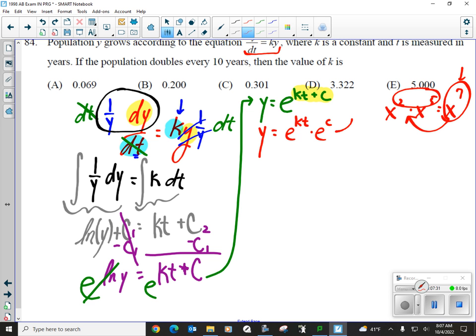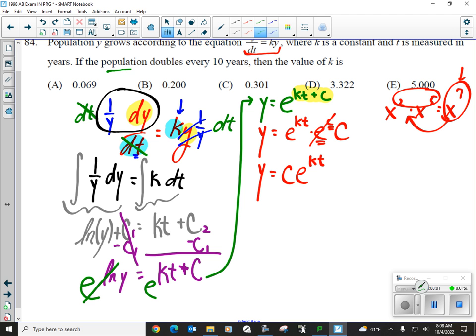If I were to multiply those together for one base, I would add the exponents, wouldn't I? But I'm putting it back into the product of two bases. All right, e is a constant, c is a constant, which means this is really just a constant. So I've got y equals c times e to the kt. Oh my goodness. This is where we need to get a piece of information from our problem.